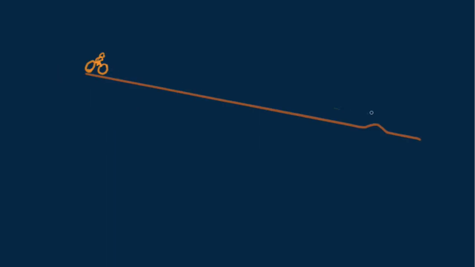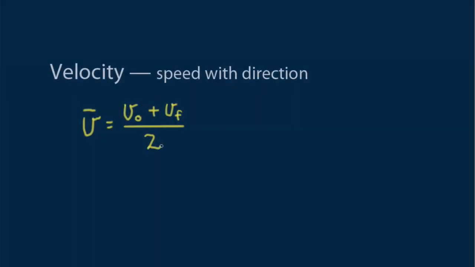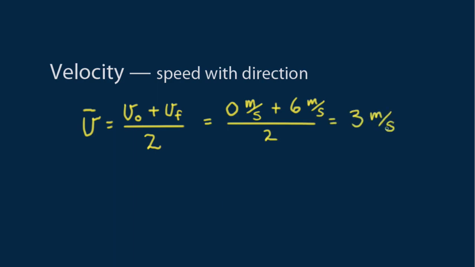Suppose Biker Barry rolls down a hill with his engines off, beginning at rest and reaching the bottom at 6 meters per second. What's his average speed on the hill? We see average speed is 0 meters per second plus 6 meters per second, the final speed, divided by 2. His average speed, or his average velocity, is 3 meters per second. That's simple enough, but remember, this equation is only for motion that changes at a steady rate.